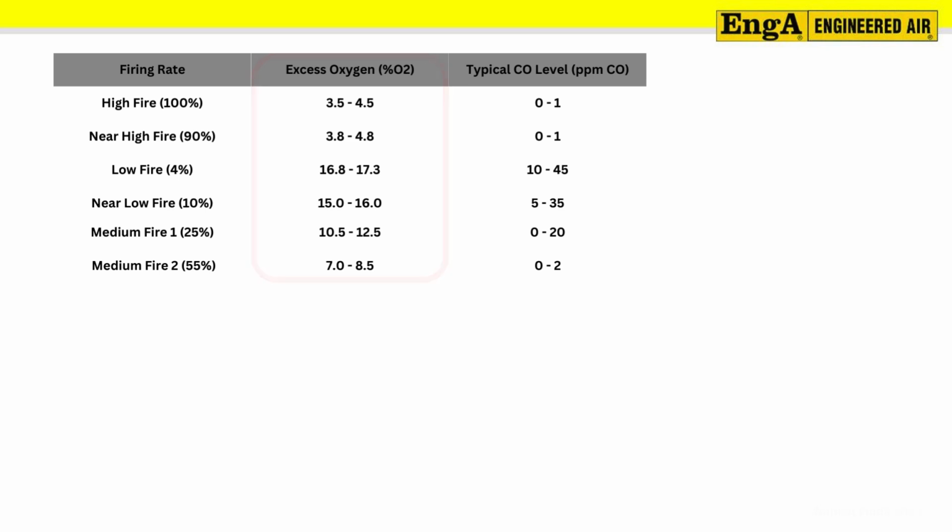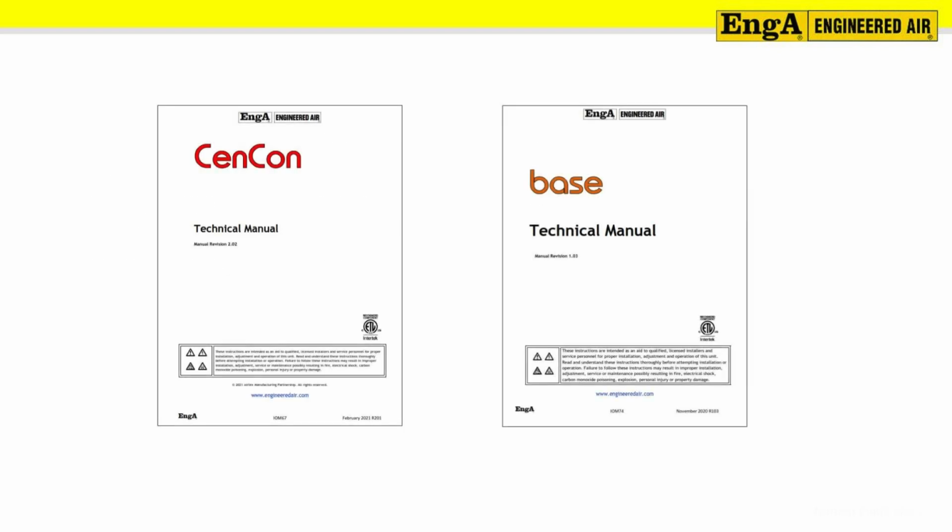Keep in mind that air and gas become denser as its temperature drops. Therefore, it's typical to see higher oxygen levels on an outdoor unit when ambient temperatures are below 0 degrees Celsius. These oxygen ranges are also listed in the CenCon and BASE technical manuals for reference.